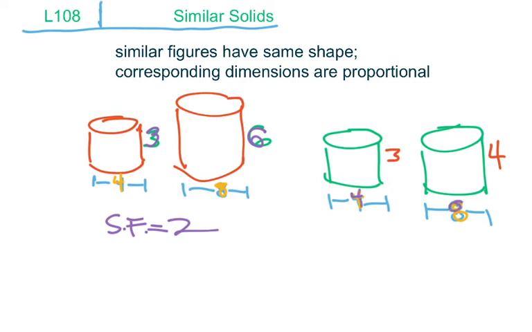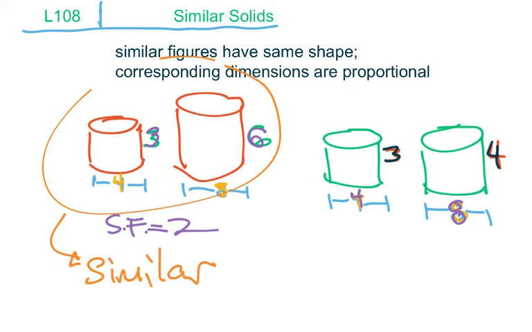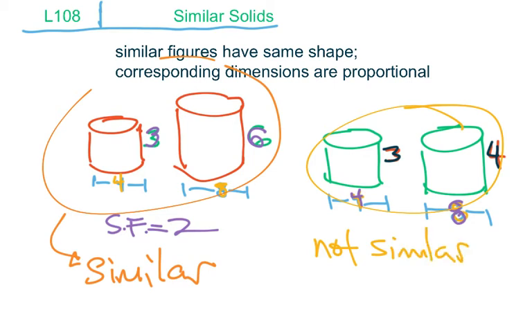However, here I see a scale factor from 4 to 8, clearly 2. But when I compare my 3 to 4, that is not a scale factor of 2. And because they don't have the same scale factor, we couldn't say that their dimensions are proportional. So the first pair here is clearly a pair of similar solids, whereas this one, because they don't have the same scale factor moving throughout their dimensions, will be not similar.